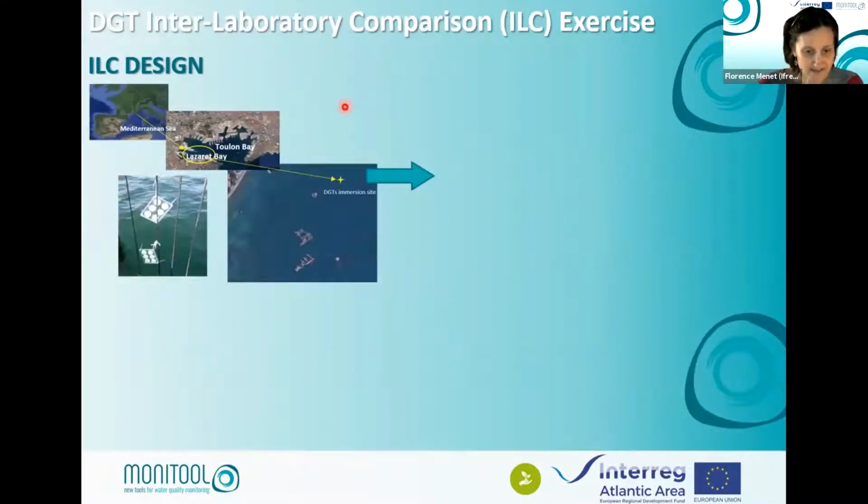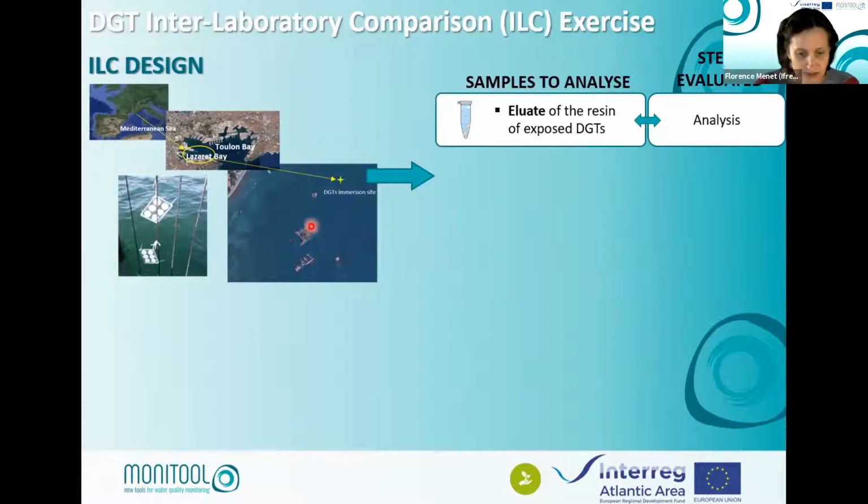So how it was designed. The DGTs were all exposed in marine waters, at a site in the Mediterranean Sea in the Lazaret Bay, shown here. They were all exposed there for the same time. And then several samples were given to all the participating laboratories. So we have a sample where the resin was already eluted with the nitric acid for the exposed DGT. This sample was aimed to evaluate the analysis step only.